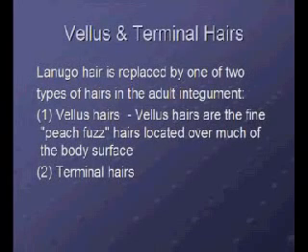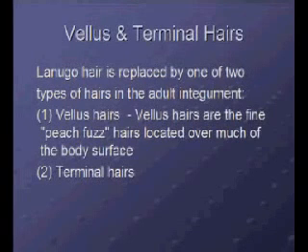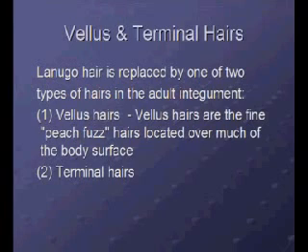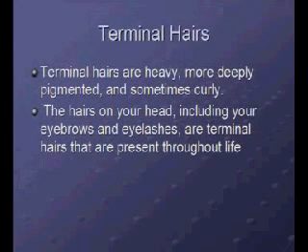There's also vellus and terminal hair. Lanugo hair is basically replaced by one of two types of hair in the adult integumentary system. One is vellus hairs. Vellus hairs are the fine peach fuzz hairs located over much of the body surface. And then the more mature or coarser hair is referred to as terminal hairs. Terminal hairs are heavy, more deeply pigmented, sometimes curly. Hairs on your head, including those on your eyebrows and eyelashes, are all terminal hairs.